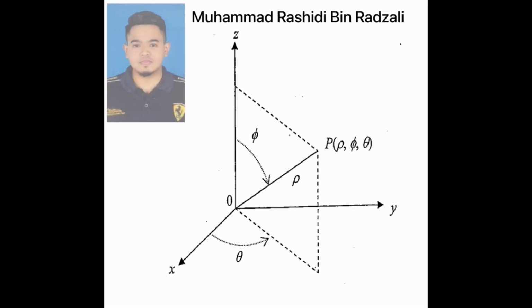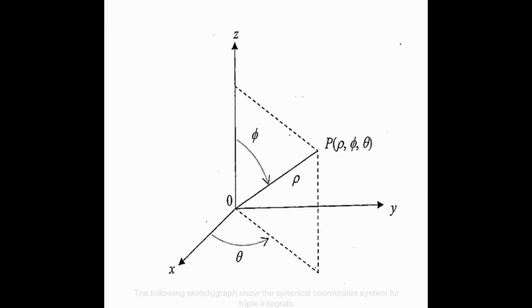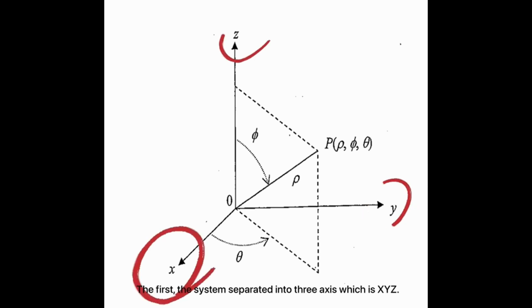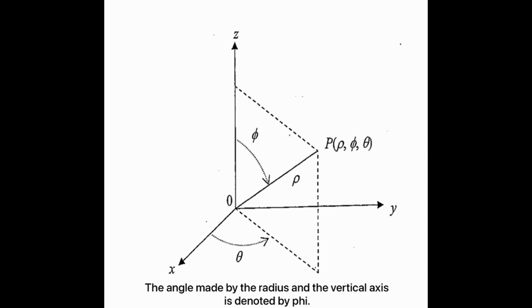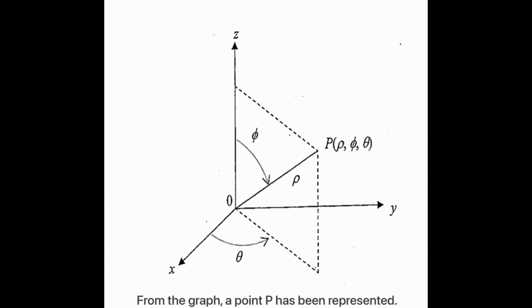Assalamualaikum, I am Muhammad Rashidi and I will explain about triple integral in spherical coordinates. The following sketch or graph shows the spherical coordinate system for triple integrals. So, what do we have in triple integral in spherical coordinates? First, the system separates into three axes, which are x, y, and z. The angle made by the radius and the vertical axis is denoted by phi. From the graph, a point P has been represented.